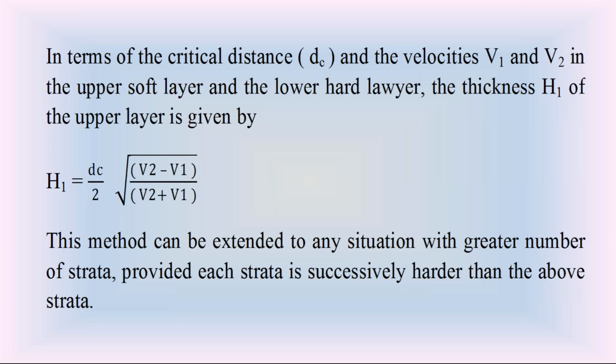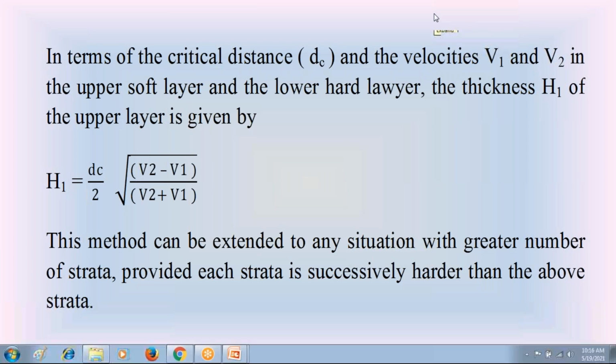In that equation, DC is the critical distance, which we can determine from the graph. V1 is the seismic wave velocity in the first soil layer. That V1 we can find out from the slope of the first straight line. And V2, the velocity of the seismic wave in the second soil layer, we can find out from the slope of the second straight line.